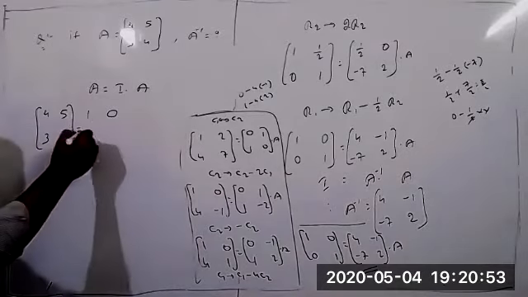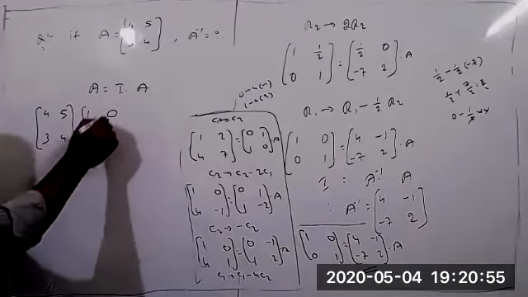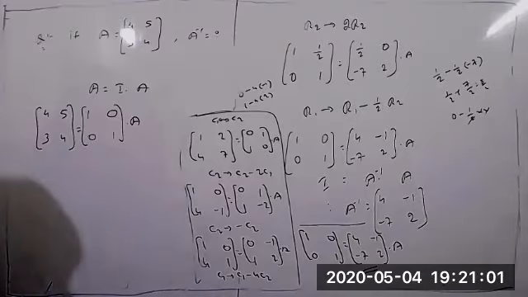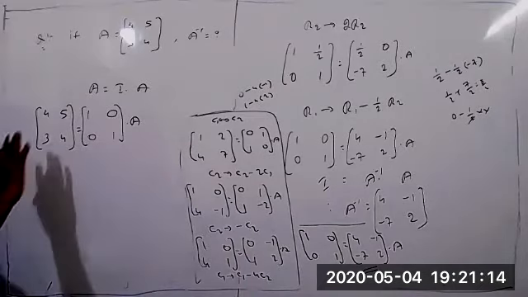So 1, 0, 0, 1 into A. You can apply row operations. Best is you do one thing: always apply the row operation, or always apply the column operation. That is the easy way, because mixing one row operation and one column operation may sometimes cause confusion. So what is our target now?